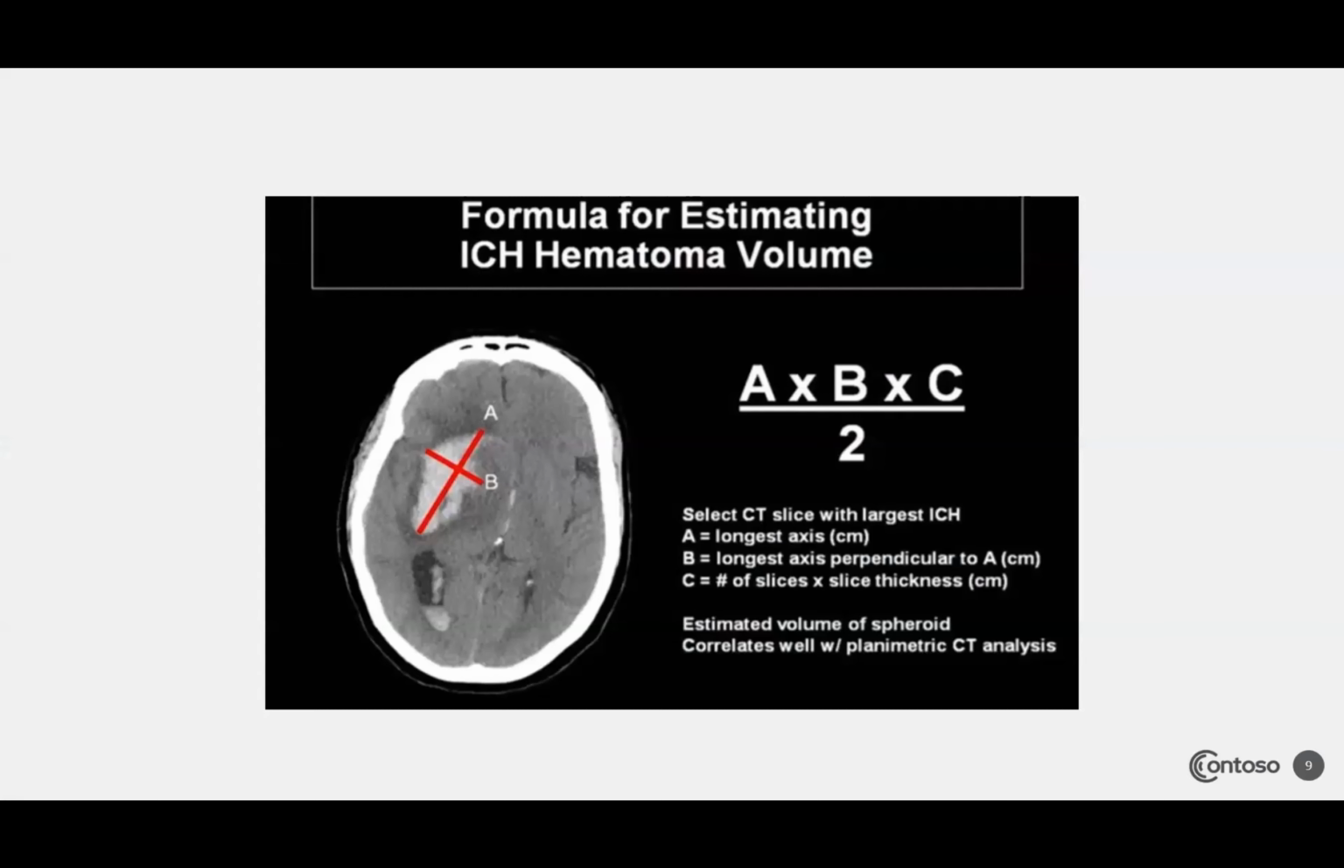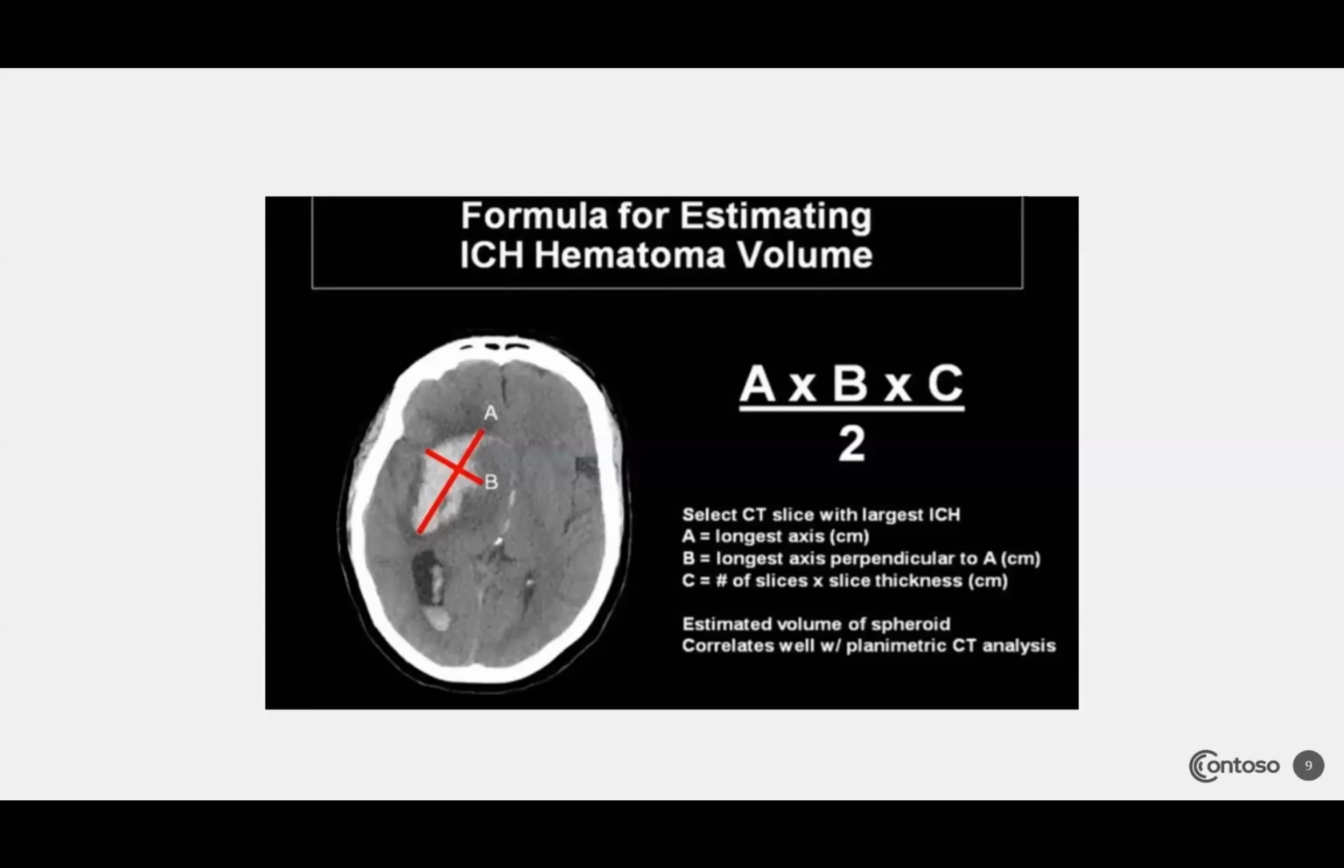So how can I calculate the volume of the ICH? The volume of the ICH is calculated by a formula: A multiplied by B multiplied by C, divided by 2. What is A, what is B, what is C? A is the long diameter of the hematoma. B is the perpendicular line to the long diameter, and C is the number of cuts that show the hematoma, multiplied by the thickness of the slices. Usually the slice thickness you will see at the bottom of the CT screen when you are scrolling the images.